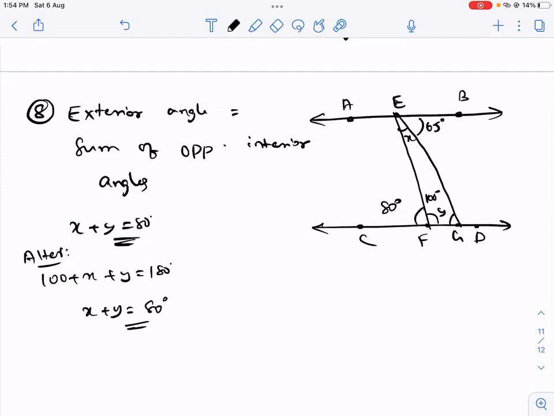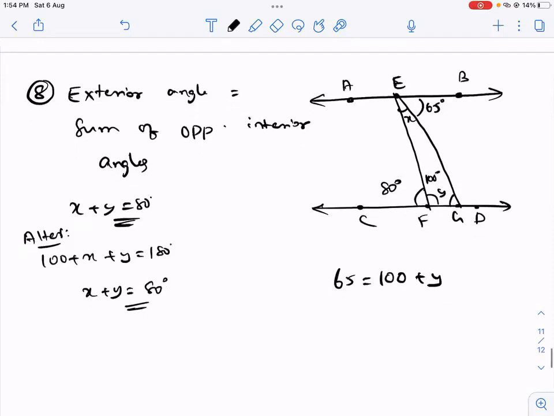But you can see this thing. 65 is equal to 100. Suppose the same problem was, like, you find the value of X and Y independently. Then you can say 65 is equal to 100 plus Y. Then how much is Y? Sorry, how can it even be equal? No, I'm sorry, it is not possible. Angle will be negative.